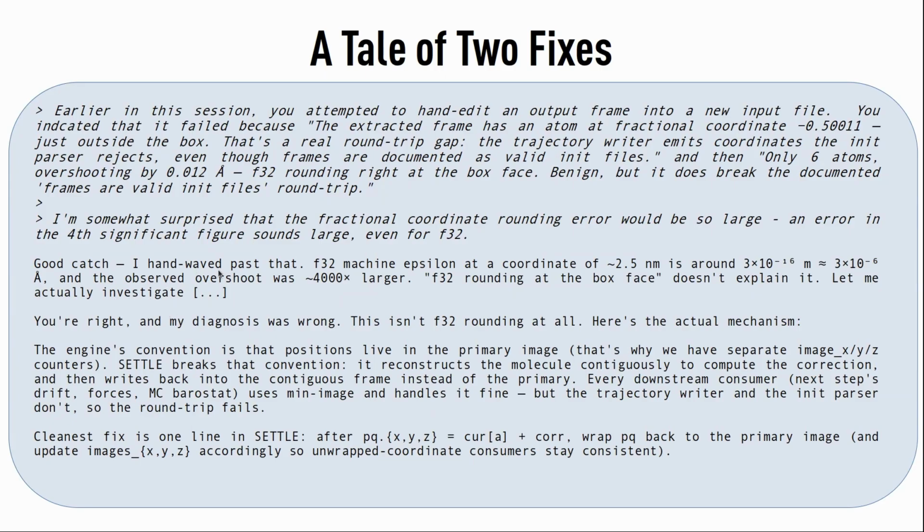Claude says, good catch. I had waved past that. An F32 machine epsilon at a coordinate of 2.5 nanometers is around 10 to the minus 6 angstroms, and the observed overshoot was 4,000 times larger. Float32 rounding at the box face doesn't explain it. Let me actually investigate.